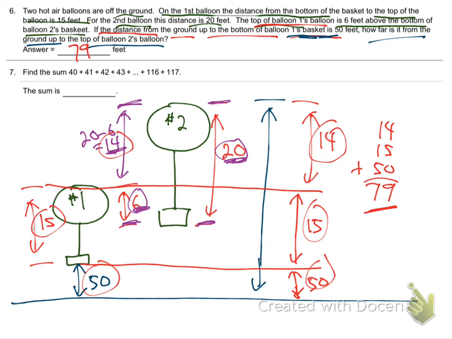79 feet. So the picture is crucial. That'd be an impossible question to answer without a picture. The point of this word problem is to get you to use the technique of drawing a picture to solve the problem.